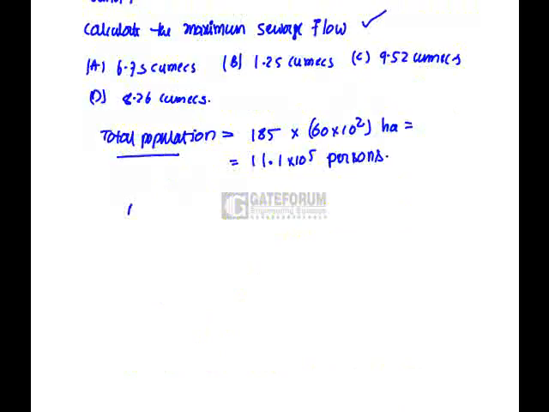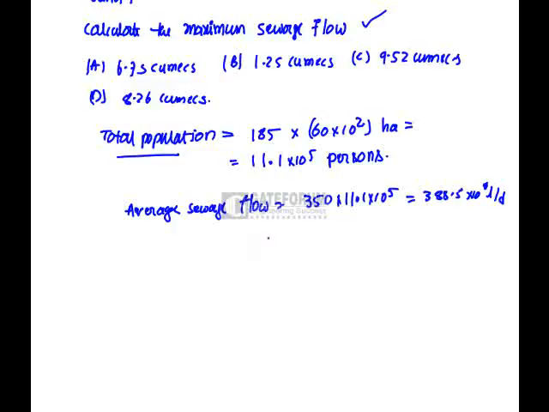So, average sewage flow is equal to 350 into 11.1 into 10 to the power of 5, that is equal to 388.5 into 10 to the power of 6 liters per day. That we have to convert into cubic meters per second: 388.5 into 10 to the power of 6 liters, times 10 to the power of minus 3 cubic meters, per day, divided by 24 hours, 60 minutes, 60 seconds, that is equal to 4.5 cubic meters per second.